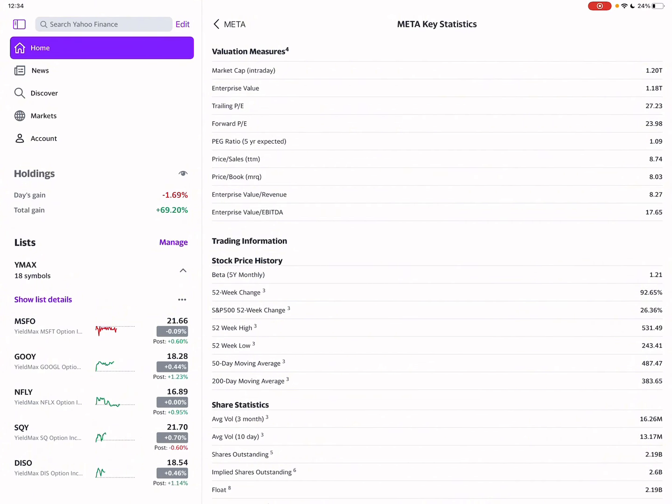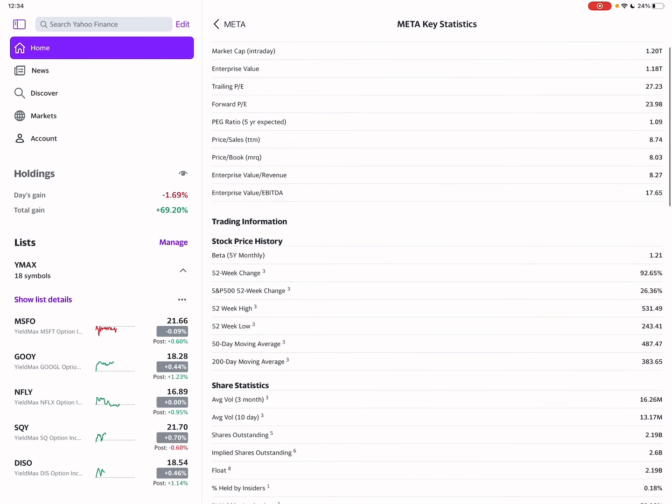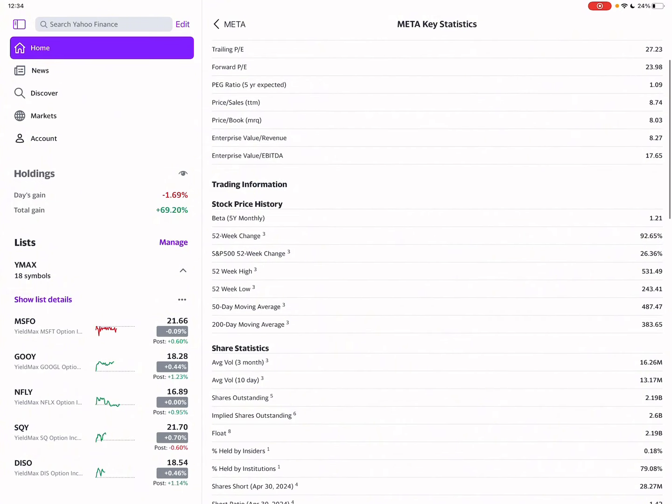Enterprise value is below market cap. That's what we like to see. That shows that they have more cash than debt. Peg ratio is also looking pretty good. Enterprise to EBITDA is 17.65. So it is looking very cheap. I like that measure actually, because it's earnings before interest, taxes, depreciation, and amortization. So it really shows how well this business is really doing.